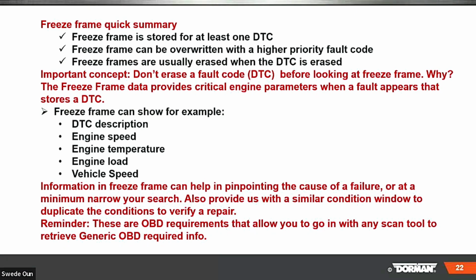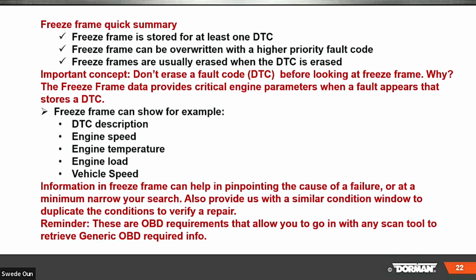So let's do a quick summary. Freeze frame is stored for at least one DTC. Freeze frame can be overwritten with a higher priority fault code. Freeze frames are usually erased when the DTC is erased. And I'm being general here, guys, okay? The important concept: don't erase a fault code before looking at freeze frame.